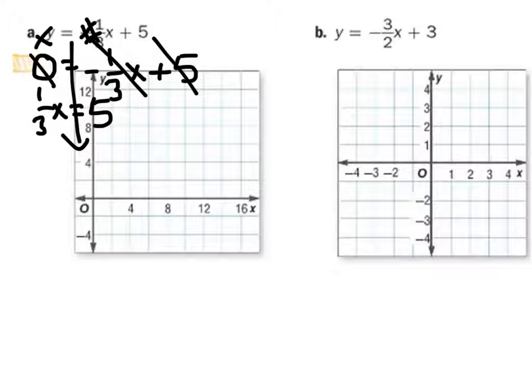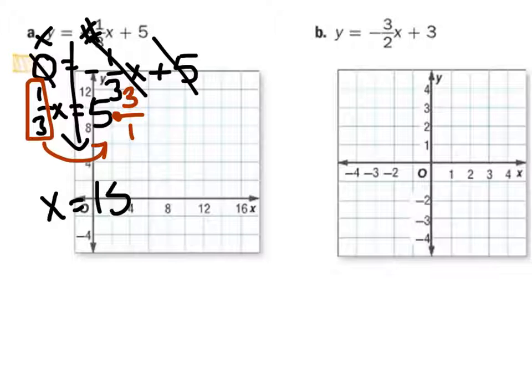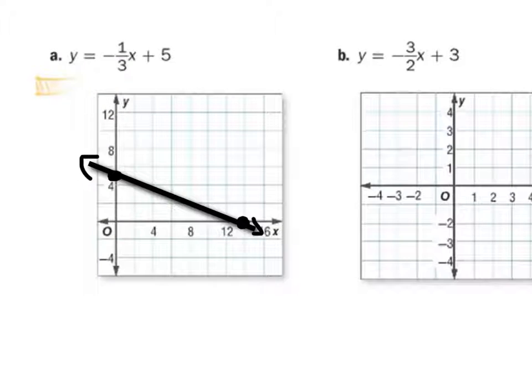Well, what you need to do is take this fraction and move it to the other side, but when you do that, you have to take the reciprocal, which is 3 over 1, and multiply. So now you've got x equals 5 times 3 over 1, which is 15. With the x and y intercepts, if you have those 2 points, you don't need 3 or 4 points, you just need those 2, okay?